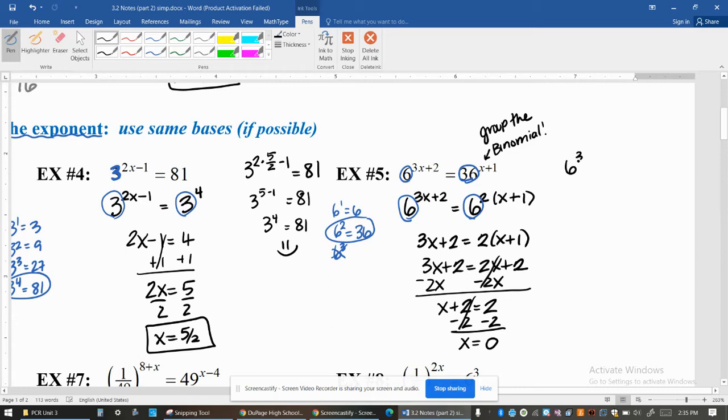I can just substitute it back in and see if I get the same thing on both sides. So 3 times 0 is 0, plus 2 is 2, so 6 squared, and then 0 plus 1 is 1, and then 6 squared equals 36. So yay, we did it right.